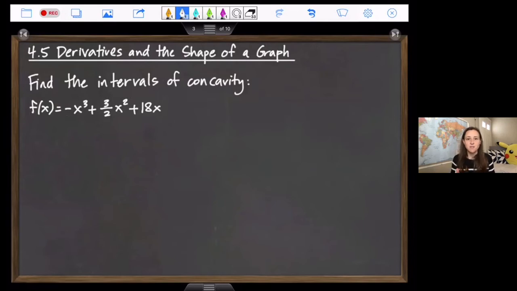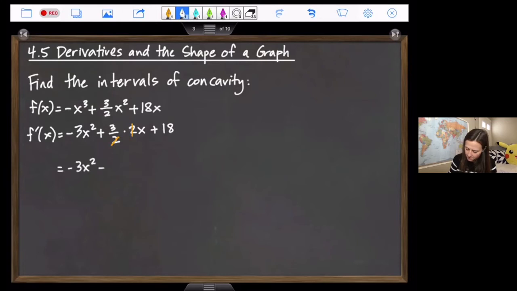So we're going to find the second derivative of this function. We have to pass through the first derivative. So let's find f prime of x. My negative will go along for the ride. Derivative of x cubed is 3x squared. Let's see, 3 halves times the derivative of x squared, which is 2x, and then plus 18. All right, so simplifying a little bit, these 2's will cancel, and I get negative 3x squared plus 3x plus 18. Then we can find our second derivative. So f double prime is going to be the derivative of that quadratic. So we're going to get negative 6x plus 3.